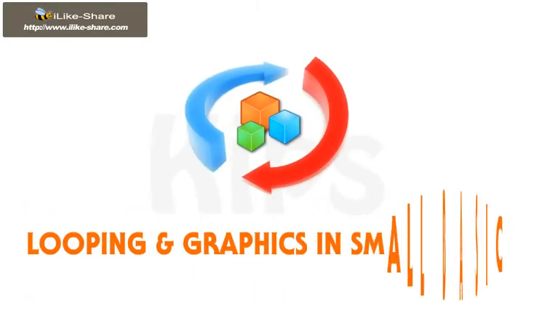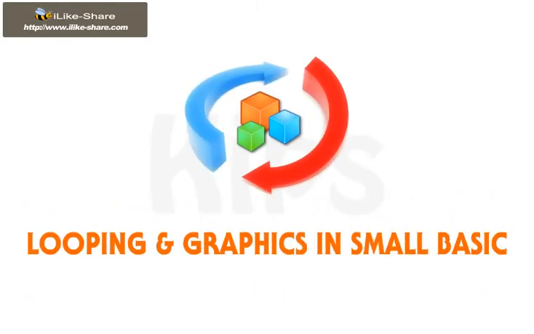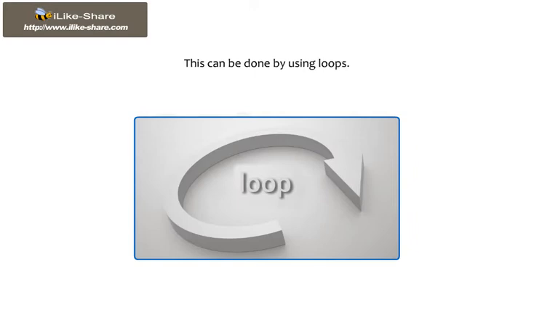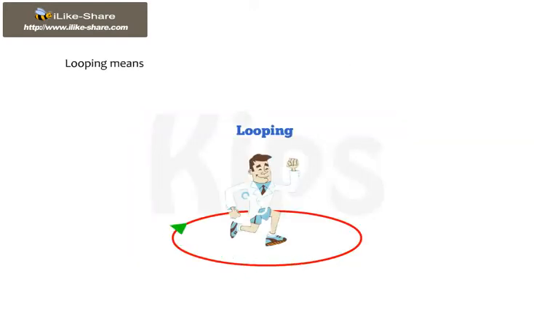Hello students, today we will learn about looping and graphics in Small Basic. While programming, there are situations when you have to repeat one or more statements a number of times. This can be done by using loops. Looping means repeated execution of statements for a fixed number of times.